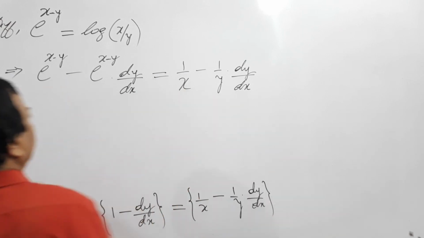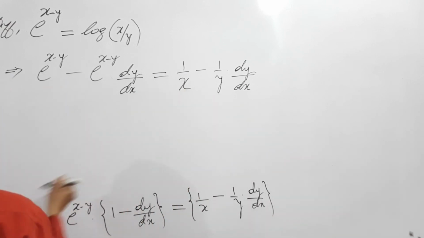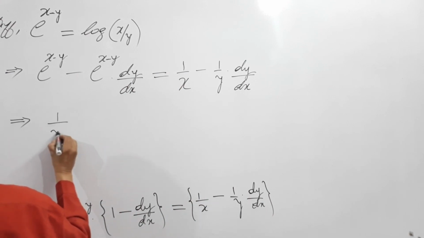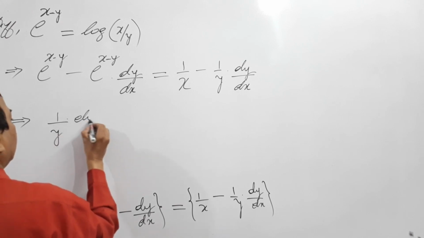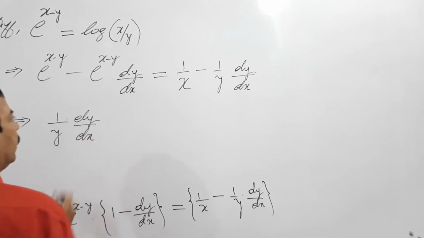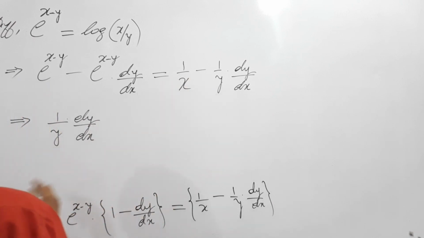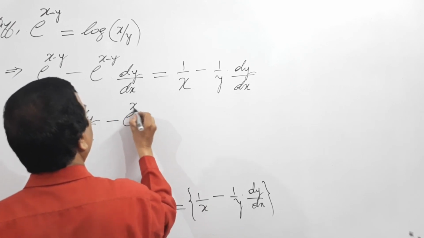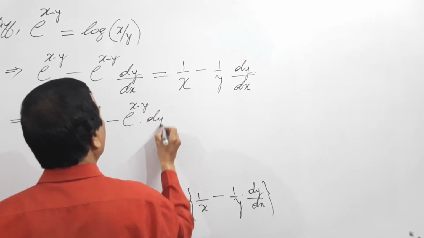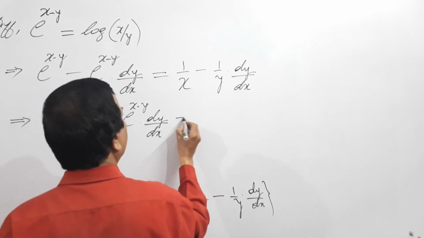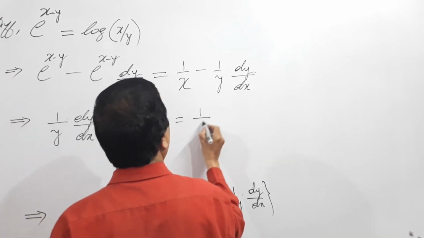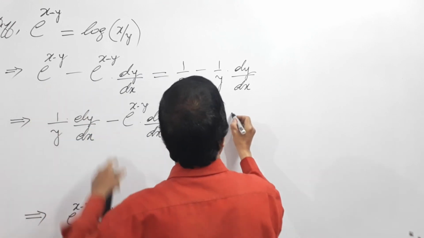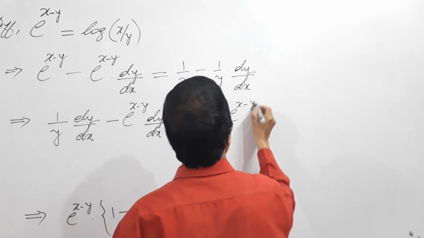So I bring this term towards the left hand side. So this becomes 1 by y into dy by dx. This minus becomes plus, minus we have e to the power of x minus y into dy by dx equals to, we have 1 by x minus this e to the power of x minus y.